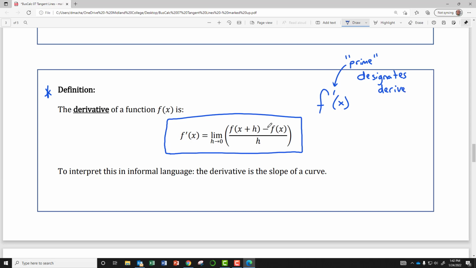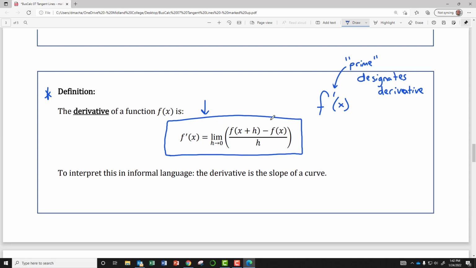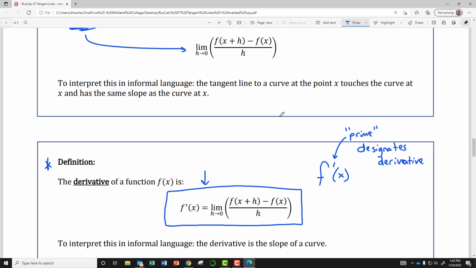So if I were reading this out loud to you, I might say f prime of x is equal to this limit, or I might say that the derivative of f is this limit. But in any case, this is the definition of what we mean by the derivative. And you'll notice that this is actually the same limit, right? And so you might say that the derivative is the slope of the tangent line to the curve.